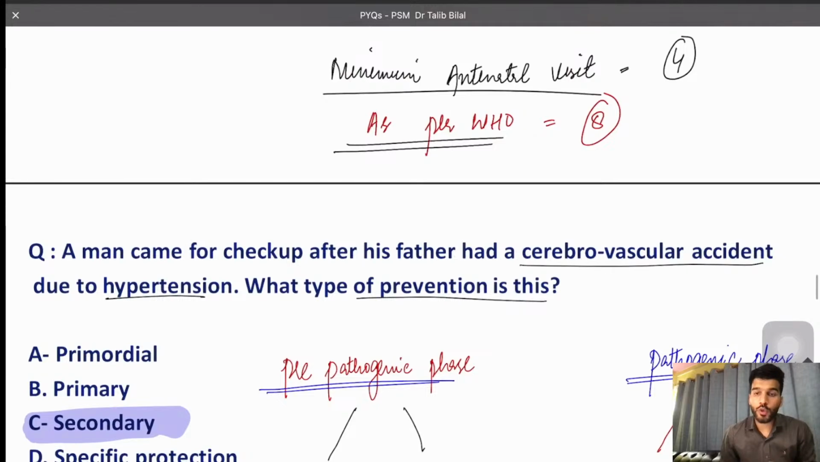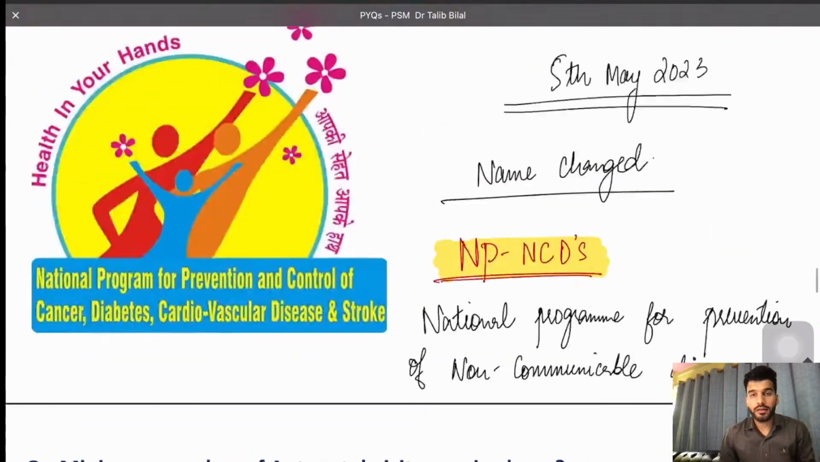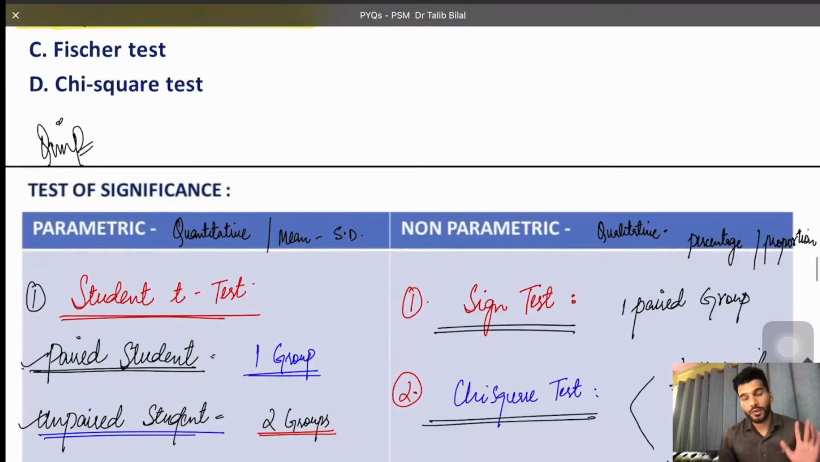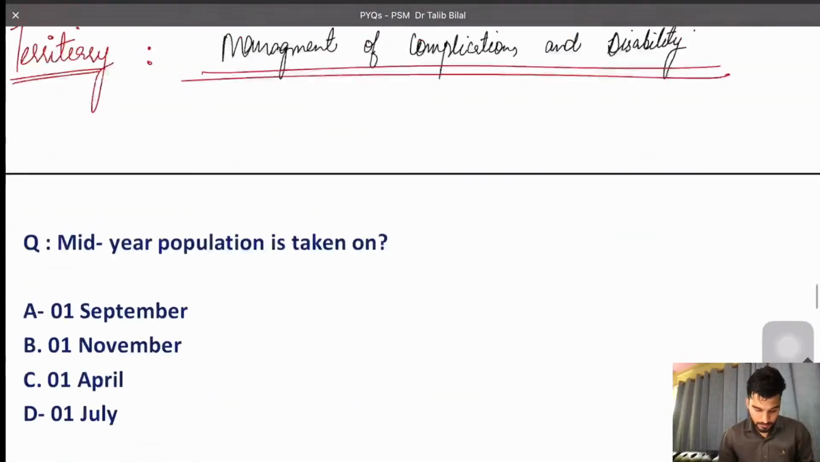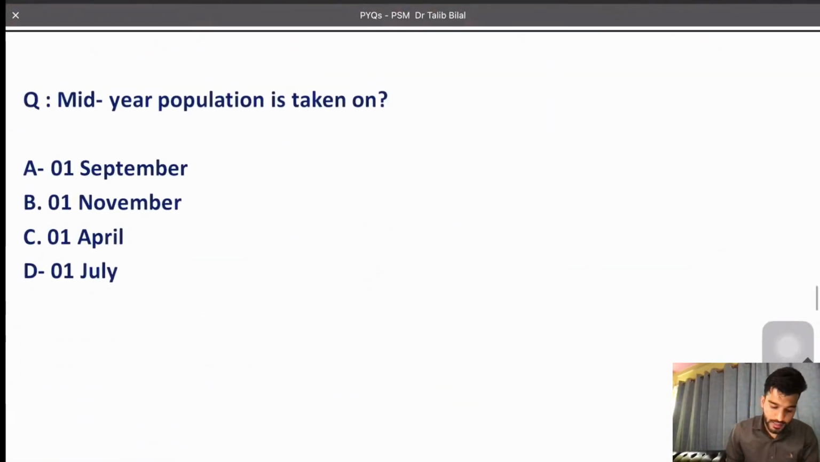Again guys, level of prevention is a very important question. Test of significance is a very important question. Some questions will be clear cut from PSM. Some questions will be opinion based. You cannot find them in the notes, but some questions will be there. So keep revising such questions. Mid-year population is taken on. Tell me the answer, guys. Very simple. Mid-year population is taken on.